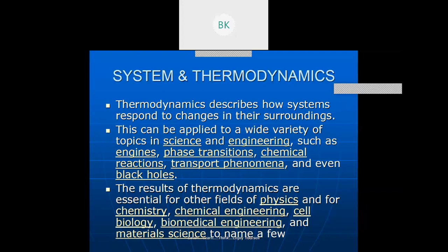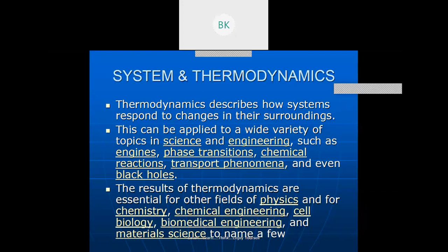Okay, then obviously it can be applied to a wide variety of applications. As I said, there are so many different things in science and engineering, such as these phenomena. The main thing is the engines, because the complete working of the engines is completely dependent on thermodynamics. Then the phase transition, the chemical reactions, then transport phenomena, like the liquids and all that we are flowing, so fluid mechanics is again there.